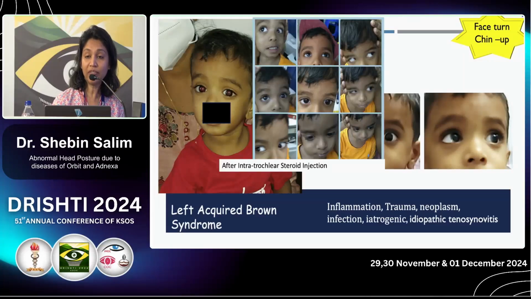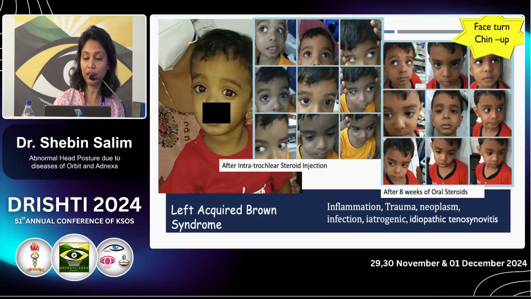So initially we tried a course of oral steroids, but no improvement. So we went ahead and did a small incisional biopsy from the trochlear region and an intratrochlear steroid injection. Incisional biopsy only showed non-specific inflammation. At the end of 8 weeks with oral steroids and intralesional injection, he improved completely.